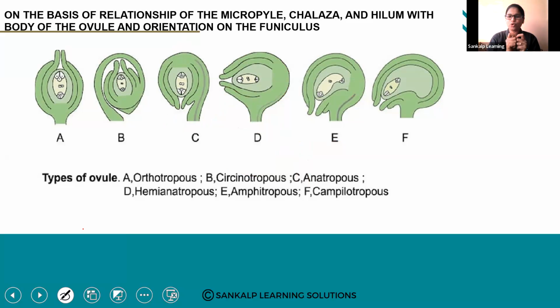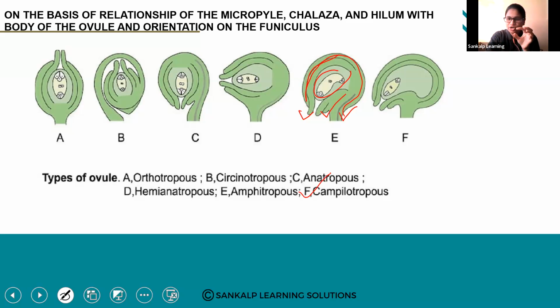Amphitropous. Amphitropous means what? Here the embryo sac as well as the body of the ovule will be curved. So that is called amphitropous. Here, the micropyle, hilum and the funicle will be lying adjacent to each other. Right. Then after that, campylotropous.